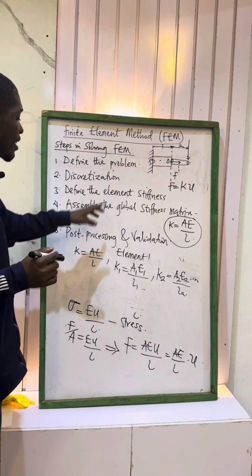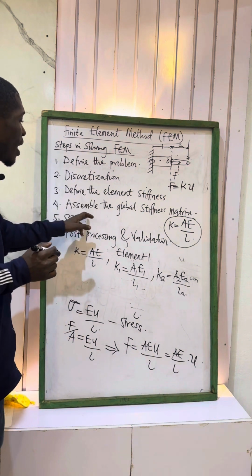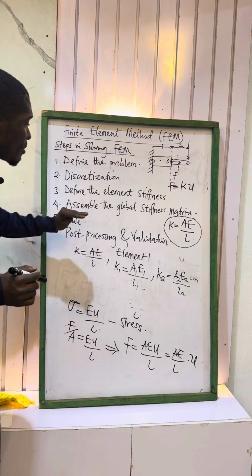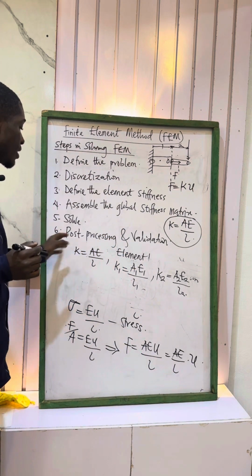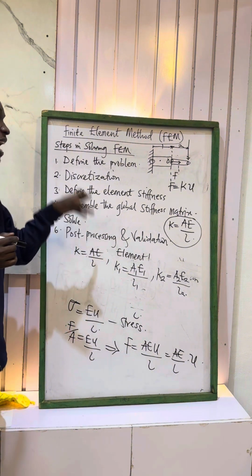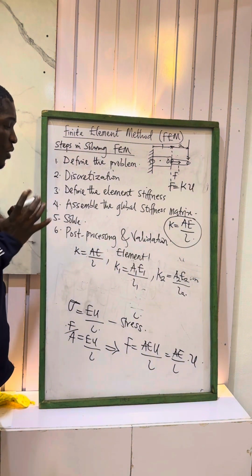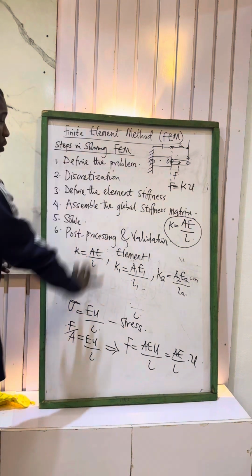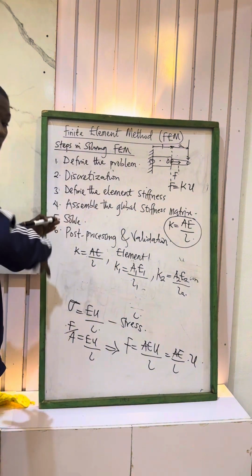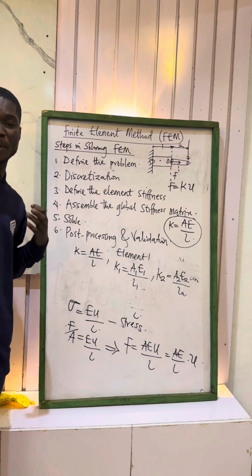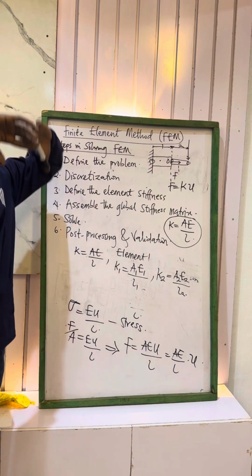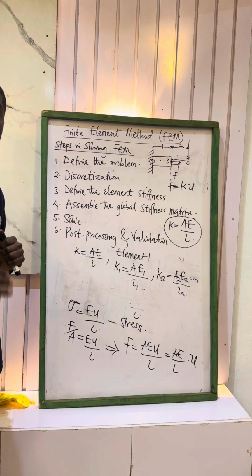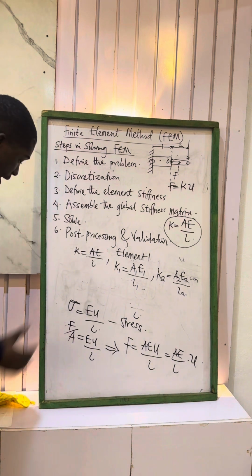After you define the spring stiffness, the next thing is to assemble the global stiffness matrix. Then you solve it, and then do post-processing and validation. So I want to quickly consider this body and follow the whole process. After following the whole process, we'll get the KP. You know I told you something about KP the other time. KP is the global spring stiffness, but we also have spring stiffness for individual elements.